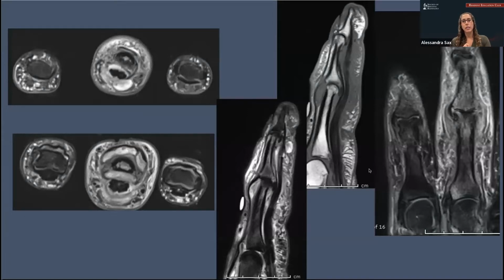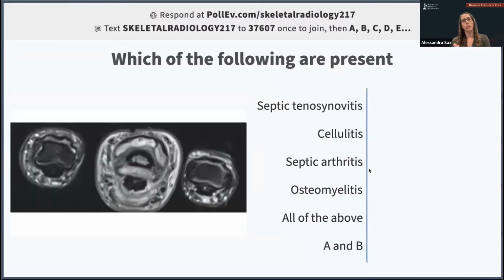All right, I'm going to give you guys a moment to take a look at these images. These happen to be of, I think he was a 47-year-old man who had picked out a blister on his finger and then just came in with a lot of swelling and pain. All right. Which of the following are present?